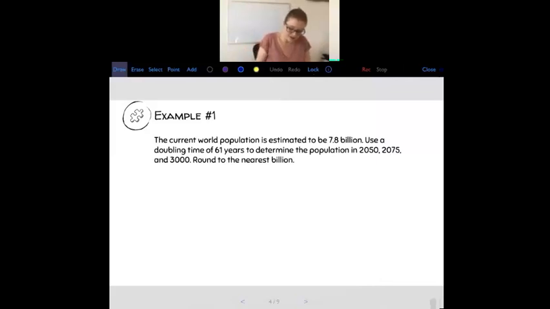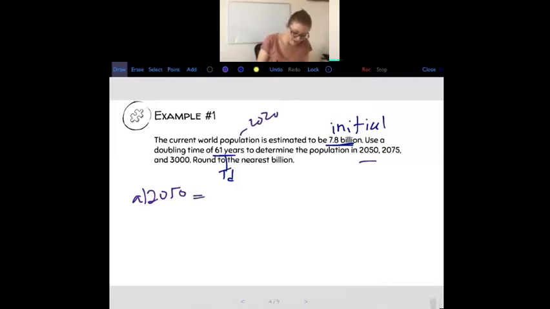Okay. So taking this apart, we have a starting value of 7.8 billion. We have a doubling time of 61 years, so this would be t double. And then the little t that we're going to use for each is going to vary depending on what we're calculating. So let's say A is 2050. If the current world population, this should have said 2020, is 7.8 billion, if we're looking at year 2050, this means that our little t is equal to 30 years. Since we're going to express our answer in billions, you can just use 7.8 if you want, and then round that number to the nearest billion.